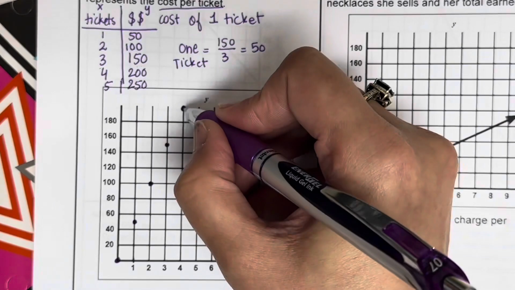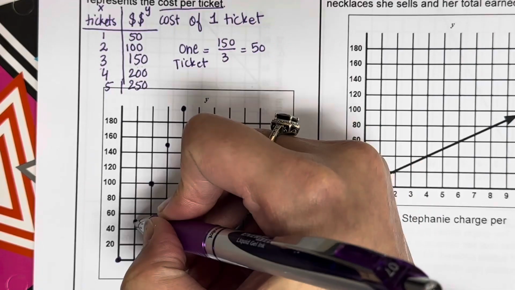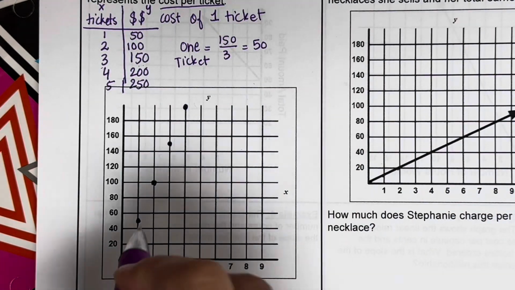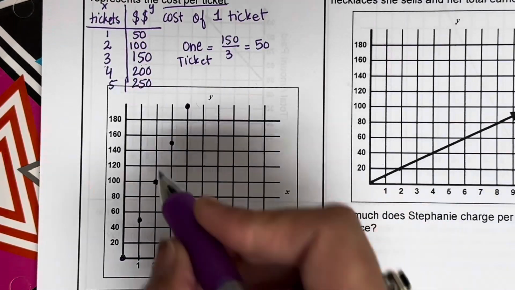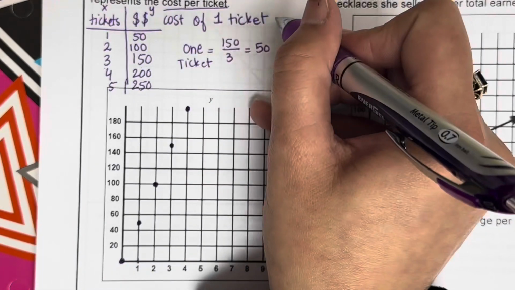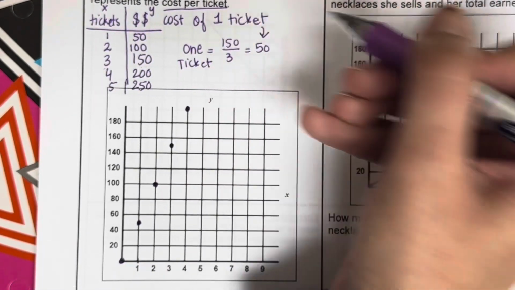Now, these are my points. I cannot connect them with a line because you can't sell half a ticket, so it has to stay like that. You can't connect the points. So these are my points. The 1 ticket is $50. So cost of 1 ticket is $50.